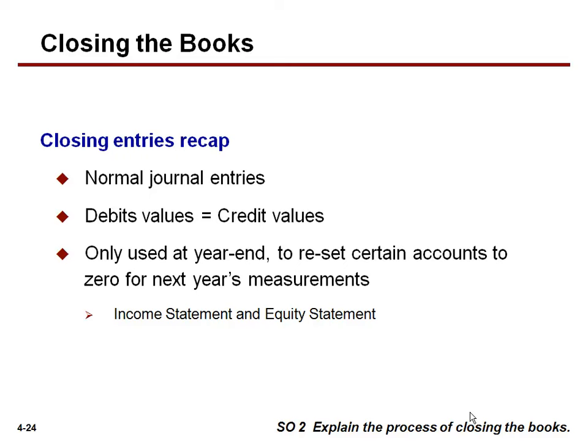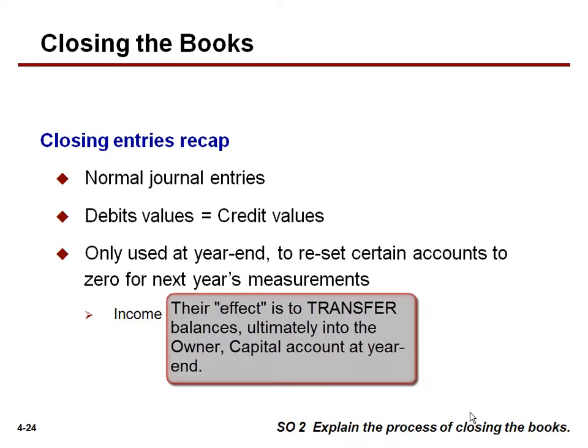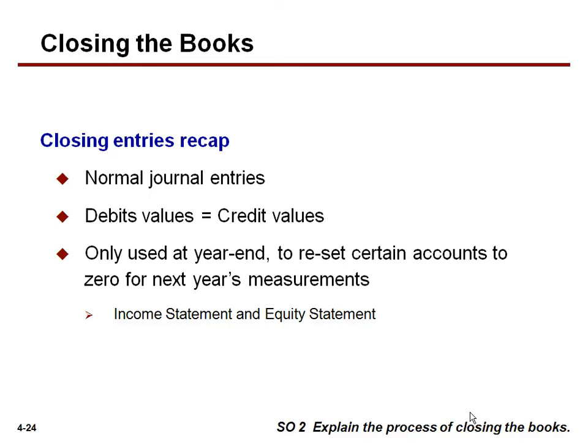So to recap our closing entry process, again, they're normal journal entries. Debit values equal credit values. They're balanced. Four separate closing entries, only used at the end of a fiscal year to reset certain accounts to zero for next year's measurements. Focusing on the income statement and the equity statement. Those are the statements we want to look at activity anew in the next fiscal year to determine changes in the owner's net worth because of that activity.